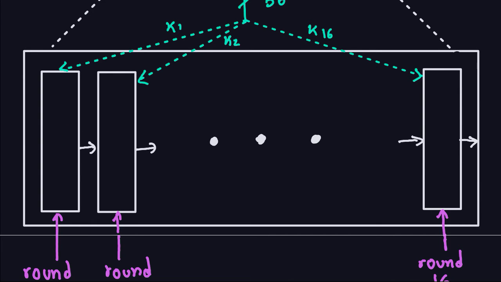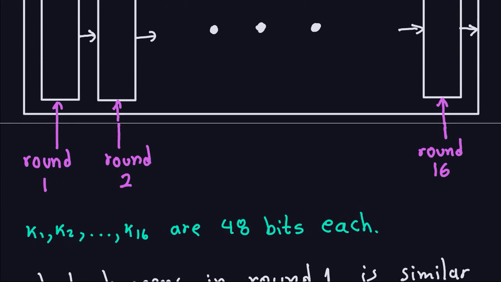What's going to happen here, as I mentioned, is confusion and diffusion, and of course it's going to depend strongly on the key. One important thing is that the key schedule generates 16 subkeys, all of them 48 bits each.